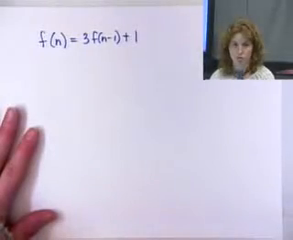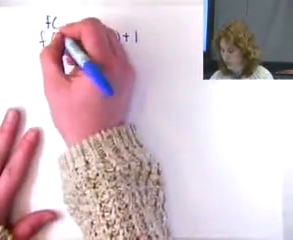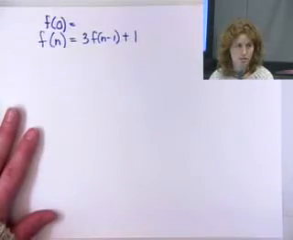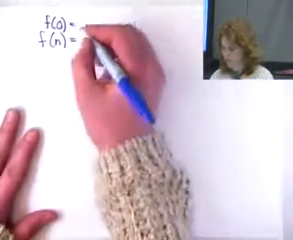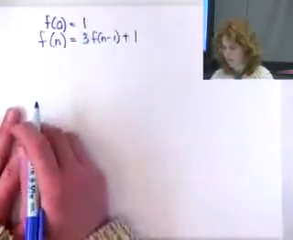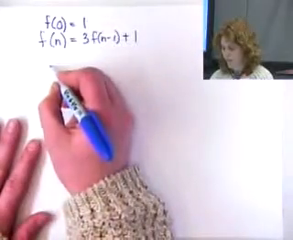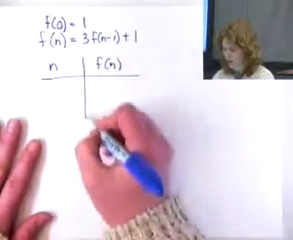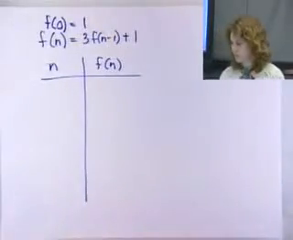So let's just make up some recursions and figure out some values for them, just for practice. Here's a recursive definition, and I have to give a basis, or else you don't know what any values are. So let's say f of 0 is equal to 1. Let's make a table of n and f of n, just to practice getting some recursive values.